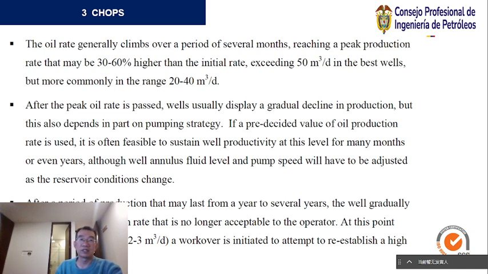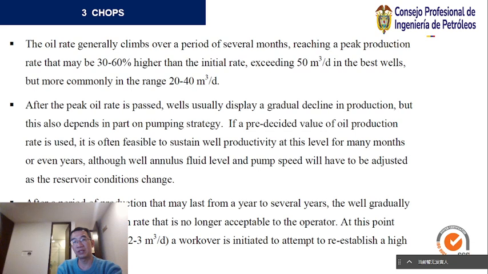The oil rate generally climbs over a period of several months, reaching a peak production rate that may be 30 to 60% higher than the initial rate, exceeding 50 in the best wells, but more commonly in the range of 20 to 40. After the peak oil rate is passed, wells usually display a gradual decline in production, but this also depends in part on pumping strategy.